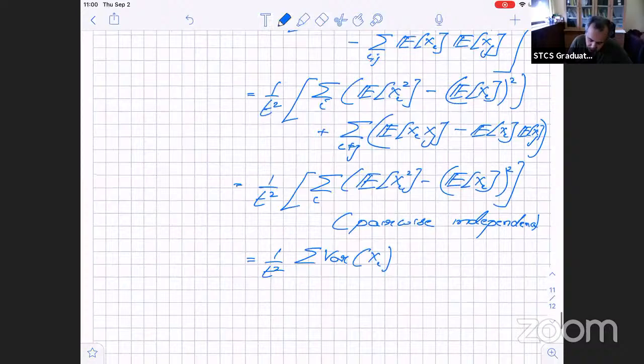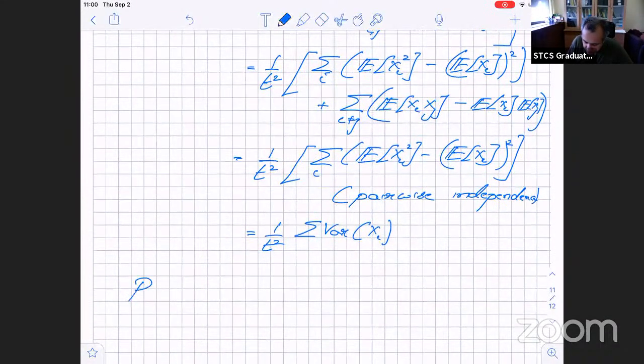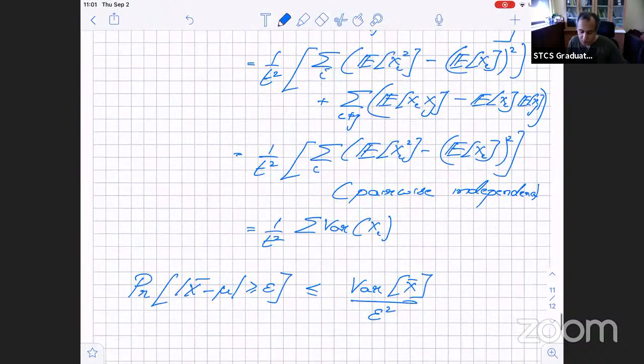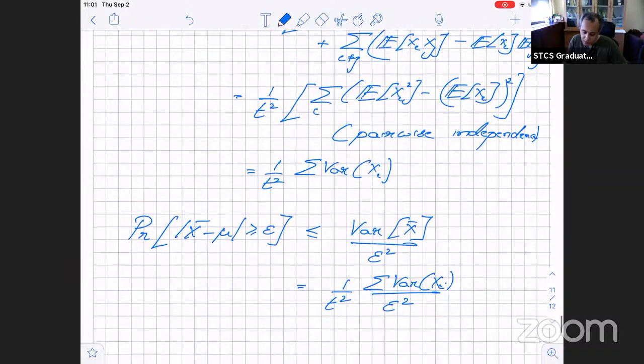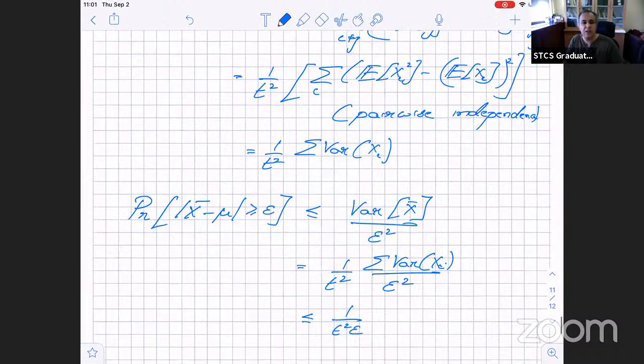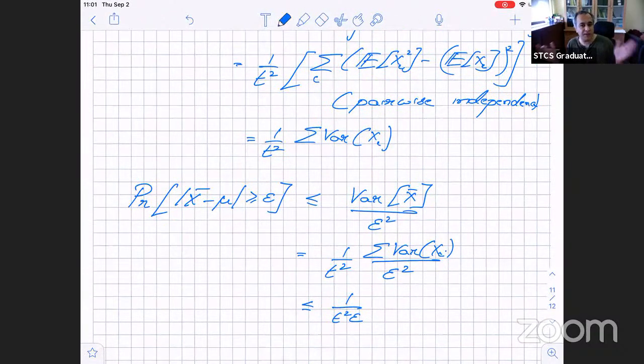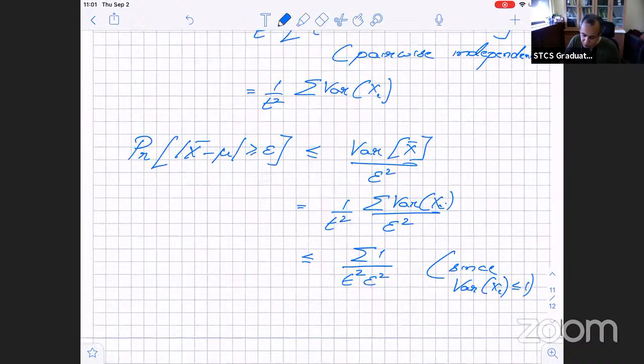Now let's go back. The probability that x bar minus mu is greater than or equal to epsilon, by Chebyshev, is at most the variance of x bar over epsilon squared, which is 1 over t squared times the summation of variance xi over epsilon squared. Since the xi's are bounded random variables in 0, 1, their variance is at most 1. Therefore, this is at most 1 over t epsilon squared.